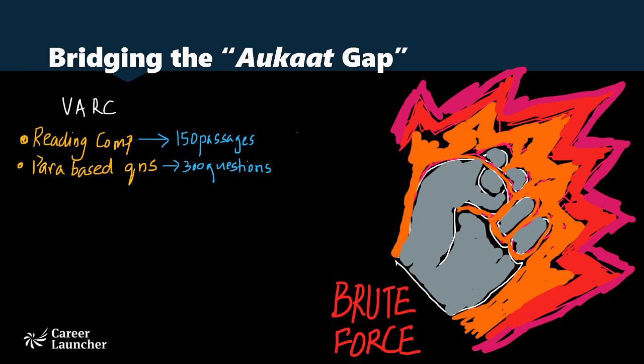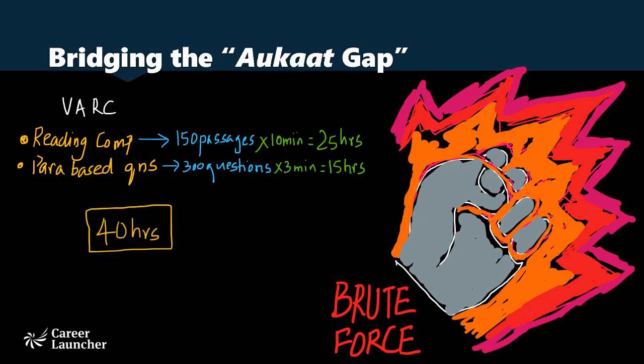I'm looking at 150 passages. And if I look at the time for each of these passages, for example, each passage may take about 10 minutes to solve. That turns out to be roughly about 25 odd hours. And if we look at 3 minutes for each of these questions, that's roughly about 15 odd hours, adding up to a total of about 40 hours. And you can eventually figure out what the time is. I'm just giving you a rough estimate to create a rough plan.